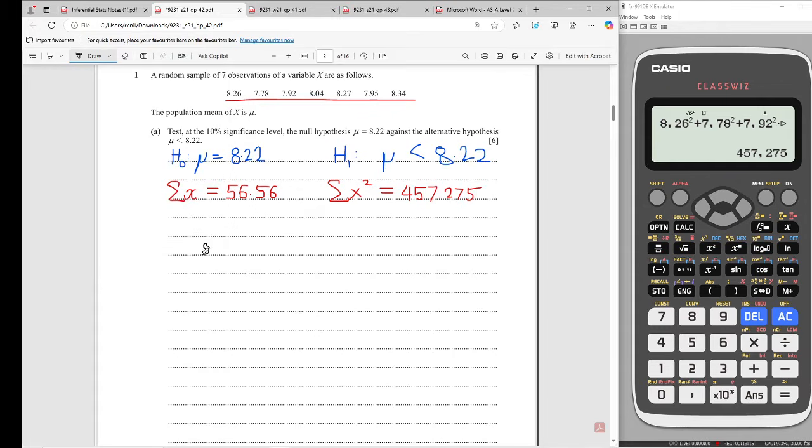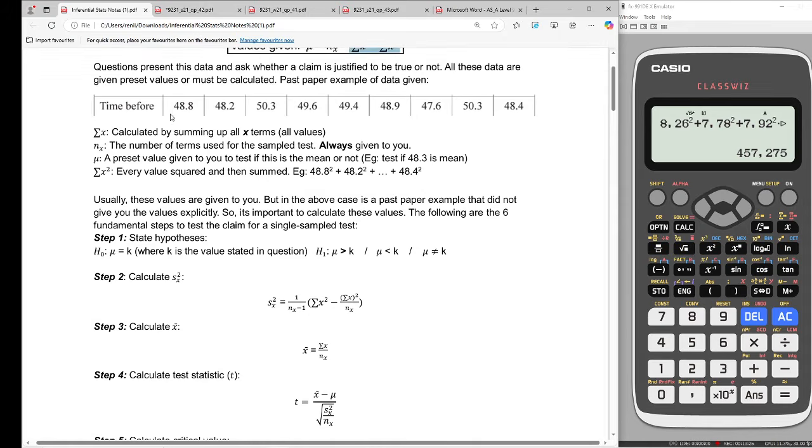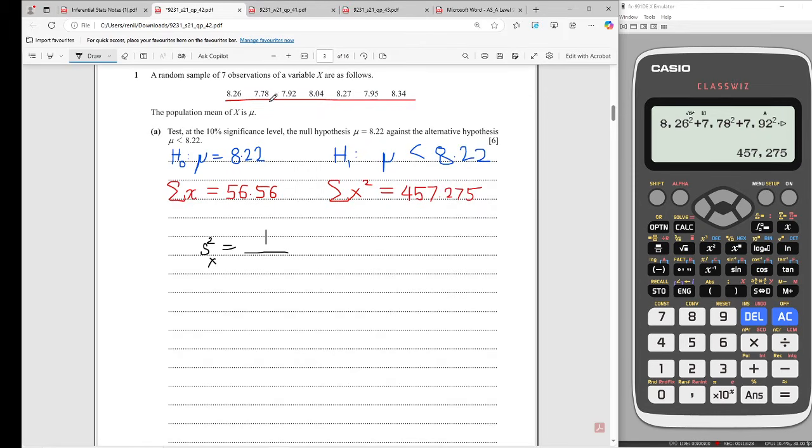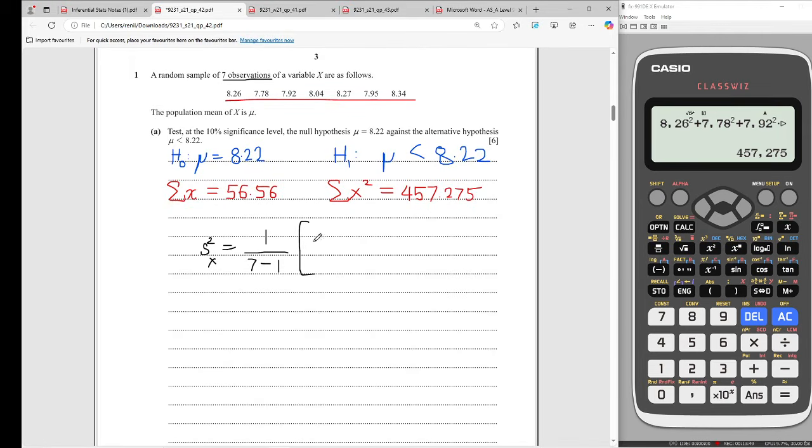So I'm going to write here S2 of x, and this is equal to 1 divided by, so the formula states 1 divided by nx minus 1. Nx, as I said, is the number of terms. There are 7 observations, meaning that there are 7 terms to use. So nx minus 1 means 7 minus 1, which is just 6. The next part of the formula states that you need to use sum x squared minus sum x whole squared divided by number of terms. This part is important as this is basically the defining part of it.